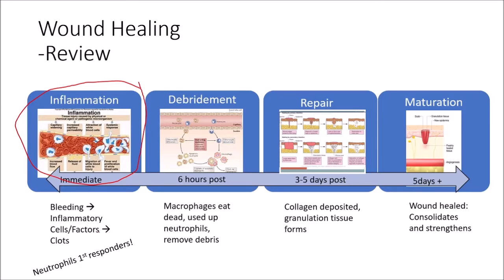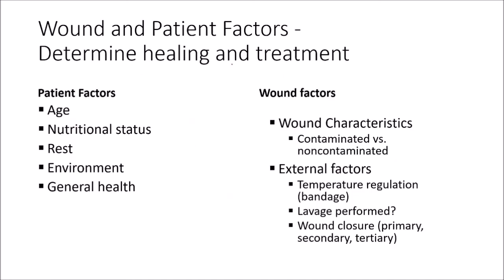At about 3 to 5 days post-wound, we're starting to get repair. Collagen is deposited, granulation tissue forms, and then after 5 days, we get maturation where the wound starts to heal and consolidate and strengthen. Some of the healing factors that we need to be aware of: age, nutritional status, rest, environment, and general health. Most importantly, need to remember that nutritional status is very, very important. Without bringing in new protein, we cannot heal wounds.